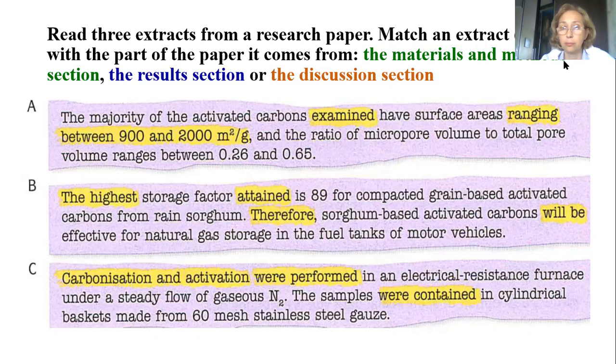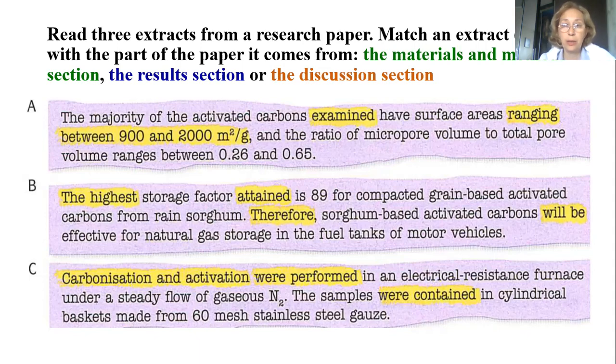And Duman, C is for you. Carbonization and activation were performed in an electrical resistance furnace under a steady flow of gaseous N2, and the samples were contained in cylindrical baskets made from stainless steel gauze. So what is it? Materials and methods section. Yes, this is the materials and methods section because we have the words samples, baskets. So this is the equipment and materials that we use to organize the experiment, right?